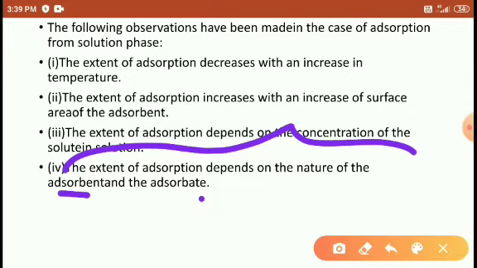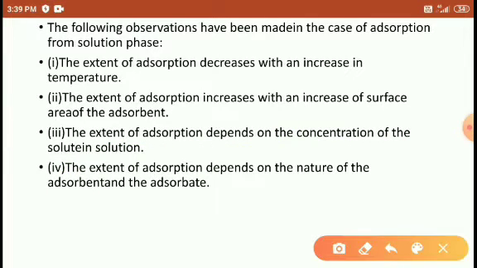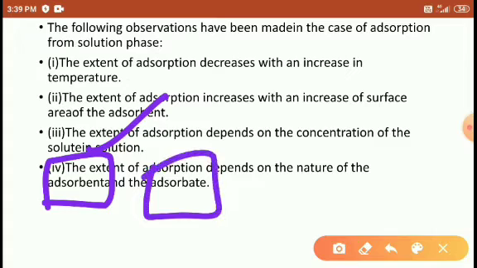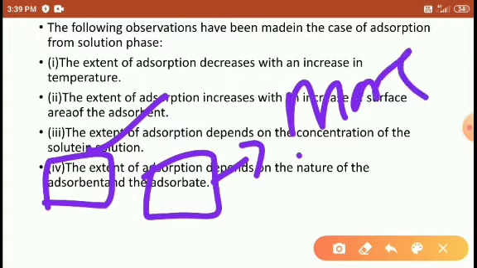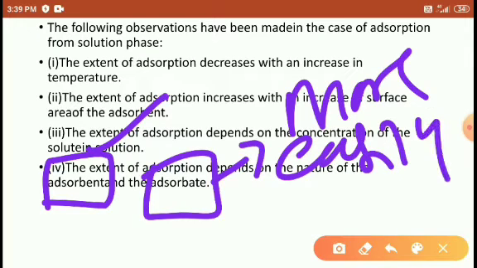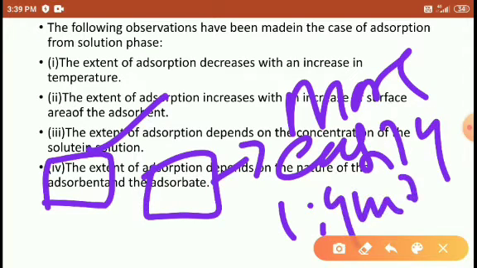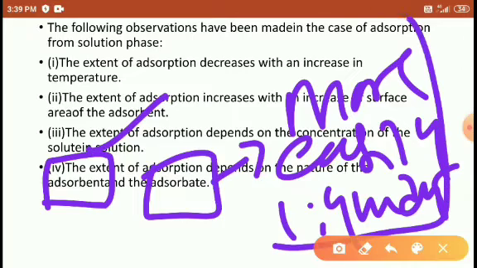Extent of adsorption depends upon the nature of adsorbent and adsorbate. We have already discussed the nature of the adsorbent and adsorbate. So the nature of the adsorbent, that is the high surface area. An adsorbent having a high surface area has high adsorption. And for the adsorbate, the gas particles which are more easily liquefied. So more easily liquefied gases act as a good adsorbate.